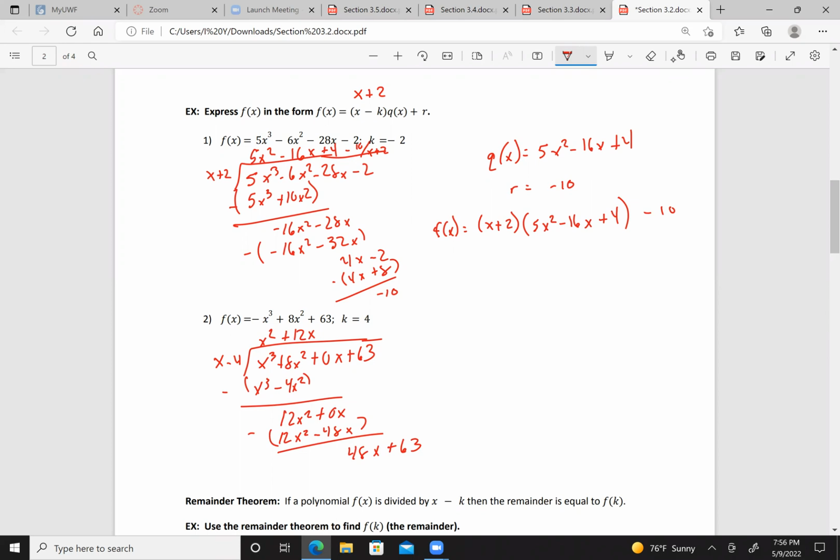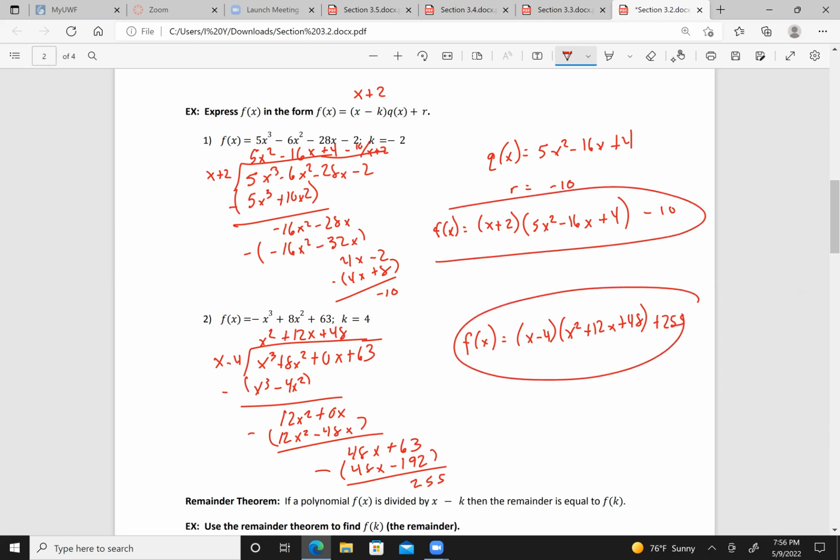Now here I have plus 48, which gives me 48x minus 192. Again, subtracting, I get 255. So again, f of x in this form is equal to x minus 4 times x squared plus 12x plus 48, plus 255. That's what I'm looking for.